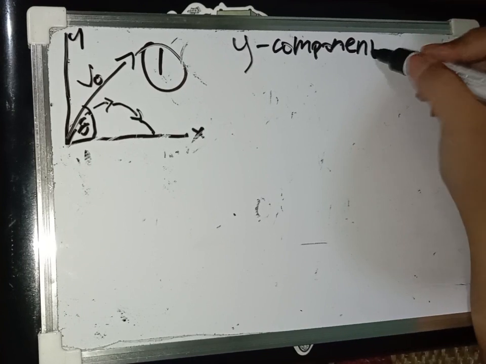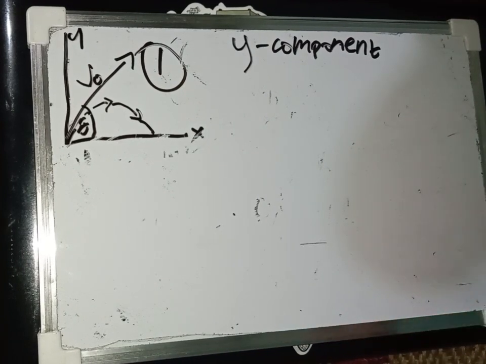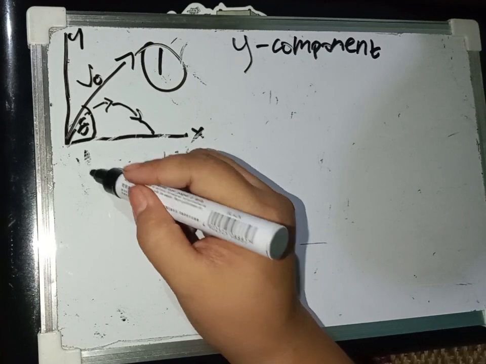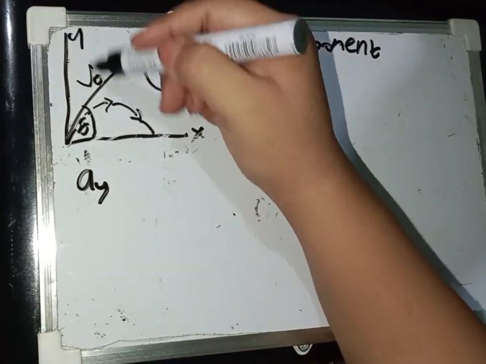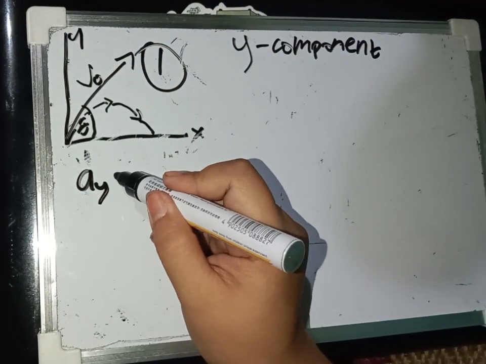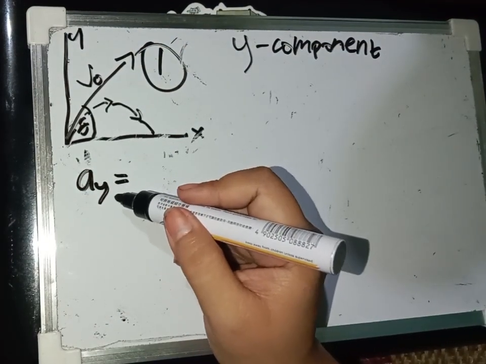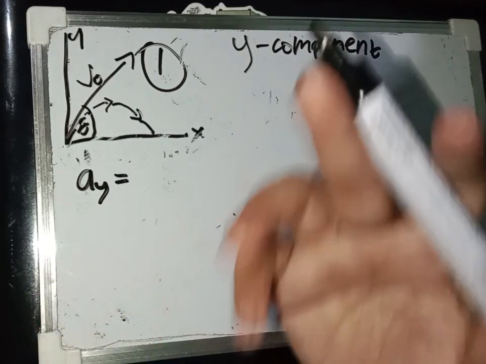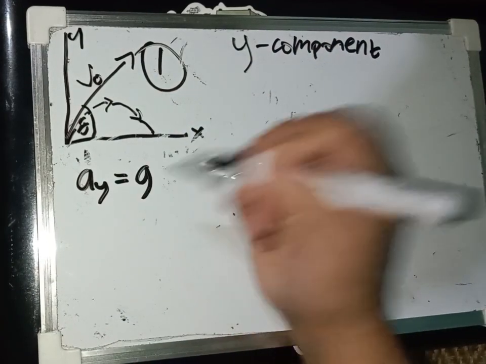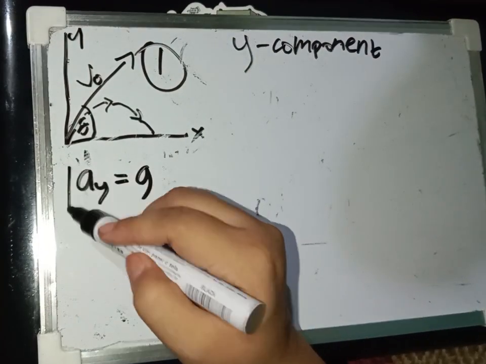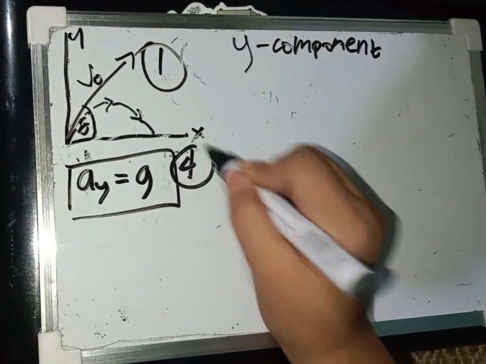That is what we are looking for. So for the y component, the first one that we need to find is the acceleration at the y, a sub y, the acceleration at the y component, the vertical one. And what is the acceleration at the vertical component? Yes, you might say 9.8 meters per second squared, or negative 9.8. So that is equivalent to g, right? This is our fourth equation.